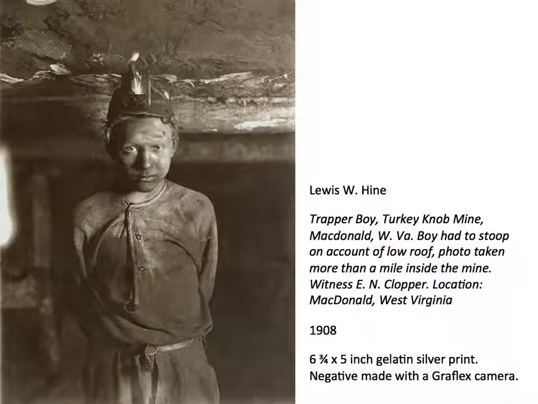Many people were against them because child labor was very profitable, and many business owners did not want to accept or follow the laws. While Hine worked for the NCLC, he traveled extensively throughout the U.S. from 1908 to 1918. In those 10 years, he created more than 5,000 negatives of children working in terrible conditions throughout the U.S., in mills, factories, mines, fields, and canneries.